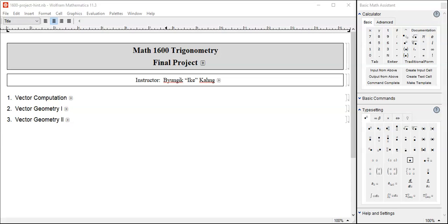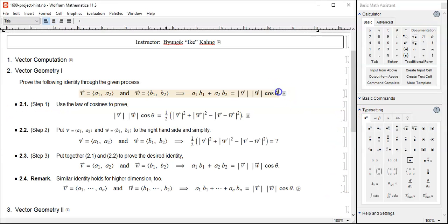Hello, linear algebra students. I had a question about problem 2 of this exercise set from a student, and there must be other students with the same question, so let's talk about it. It's basically about this problem. We have to prove the equivalence of two different expressions of the dot product.